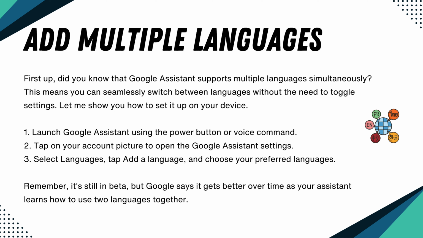1. Launch Google Assistant using the power button or voice command. 2. Tap on your account picture to open the Google Assistant settings. 3. Select languages, tap Add a language, and choose your preferred languages. Remember, it's still in beta, but Google says it gets better over time as your assistant learns how to use two languages together.